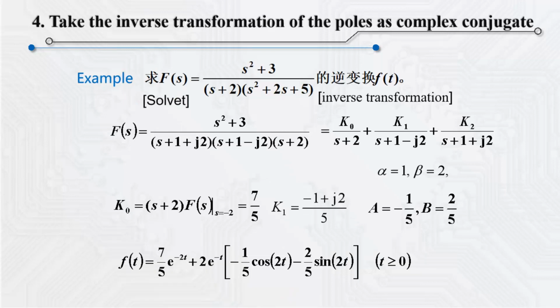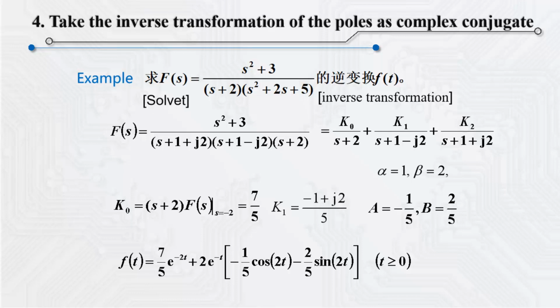Let's find the inverse transform f(t) of F(s) equal to 2s squared plus 2s plus 5 in the denominator. Let's take F(s) for partial fraction expansion. We will get k0 over s, plus k1 divided by s plus 1 minus j2, plus k2 divided by s plus 1 plus j2. The solution of k0 is easy. We can solve k0: k0 equals 7 over 5.